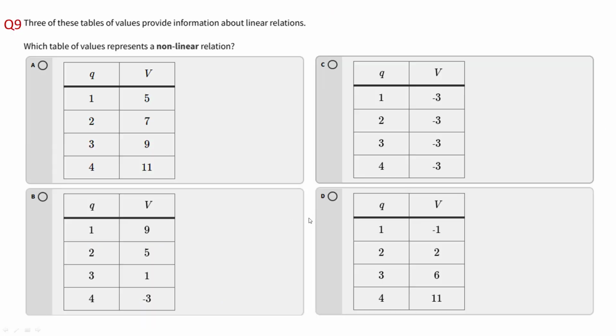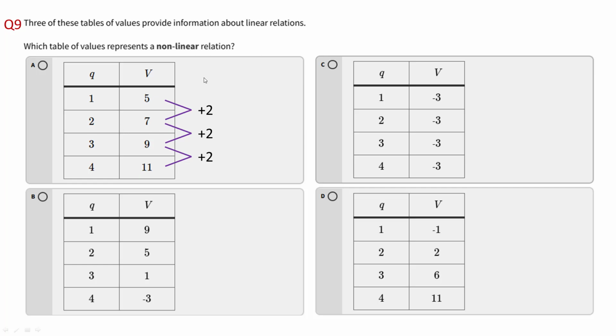Question 9. 3 tables of values provide information about linear relations, but there's a 4th one. So you're asked really which one is not linear. Now, notice that the values on the left-hand side are going up by 1 each time. And as long as they're just going up by 1, all you have to do is compare the numbers on the right side. So from 5 to 7, that's going up by 2. From 7 to 9, it's also going up by 2. And 9 to 11, it's also going up by 2. So that's the characteristic of a linear relation. So this one's definitely linear.